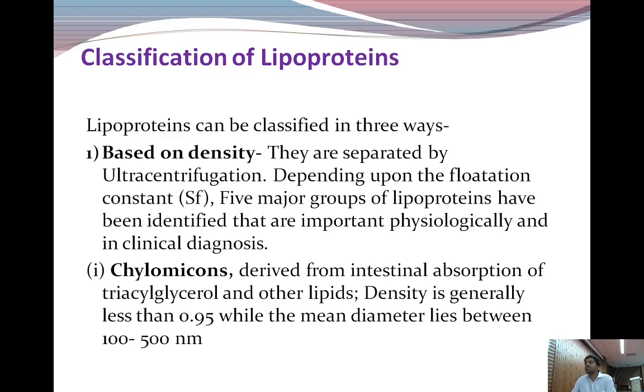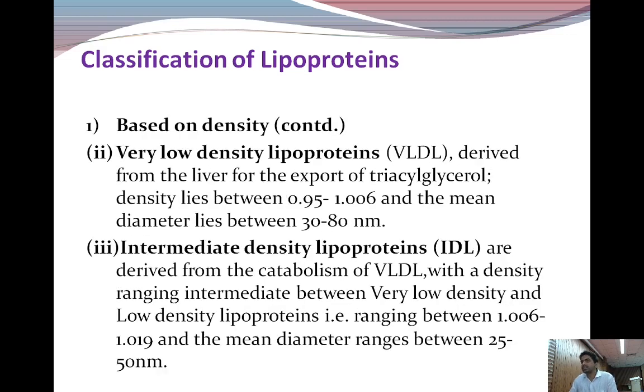So if someone asks where chylomicron is formed and what is its main content: chylomicron is formed in the intestine and its main content is triacylglycerol and different lipids we eat. Its density is the lowest basically, because it has higher lipid content. It is less than 0.95, while the mean diameter is more. So chylomicron will be bigger and less dense.